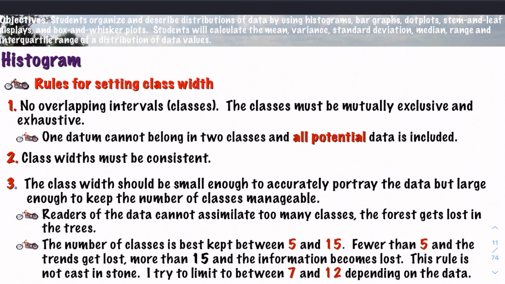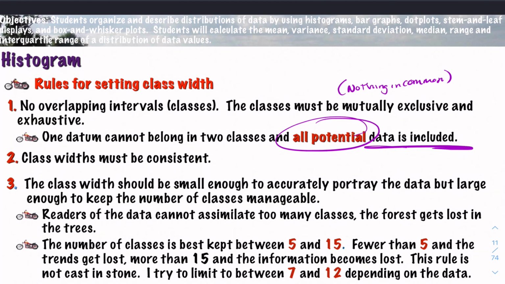So here are the rules for creating a histogram. Number 1, we want no overlapping intervals or classes. The classes must be mutually exclusive, which means nothing in common, and exhaustive. Every single number that is in our data set will be in that class. One datum cannot belong in 2 classes, and all potential data values are included.